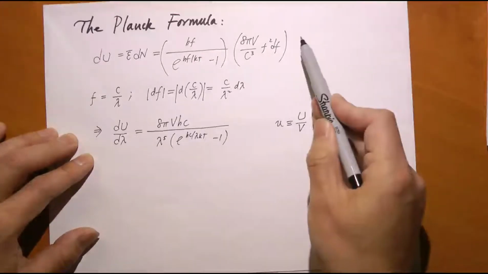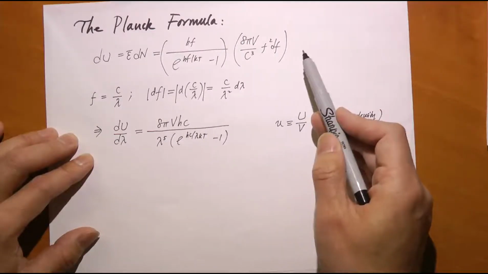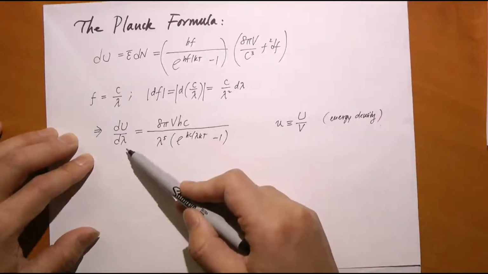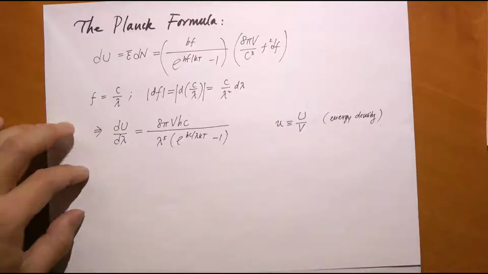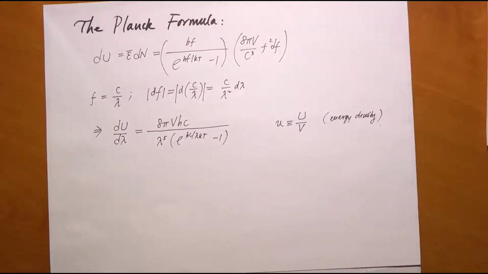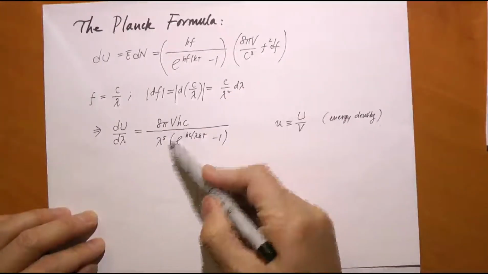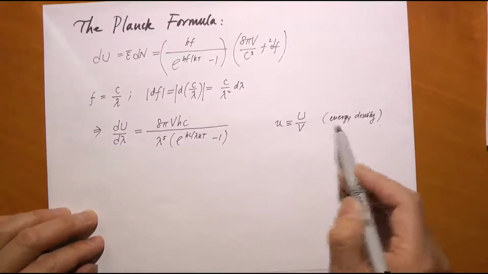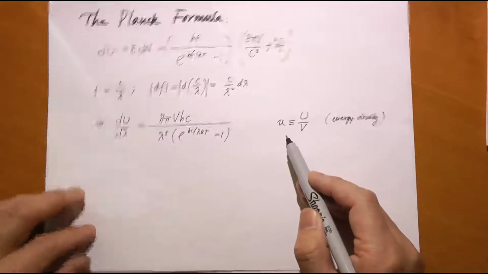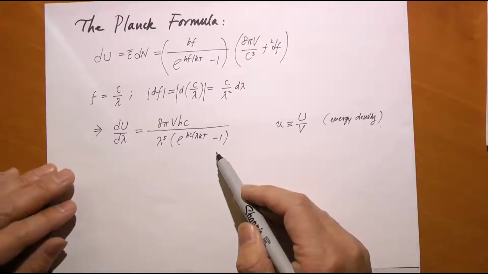So you plug that in and replace f with c over lambda everywhere. You find that du over d lambda equals this. What is this again? This is the energy of the black body per unit wavelength. That's for a black body of volume V. You can take the total energy divided by V, and you get energy per unit volume. That's called energy density. We use lowercase u to denote that. This is different from the Rayleigh-Jeans formula.